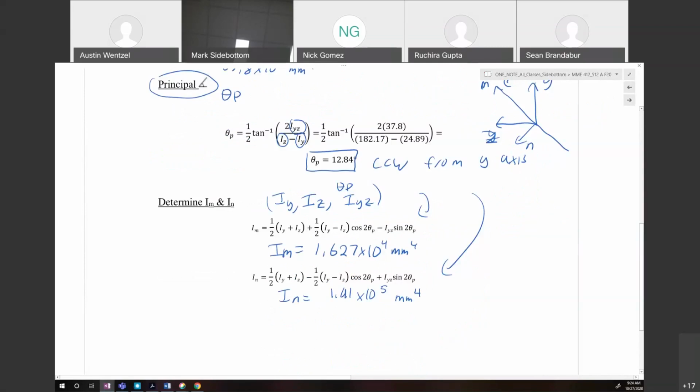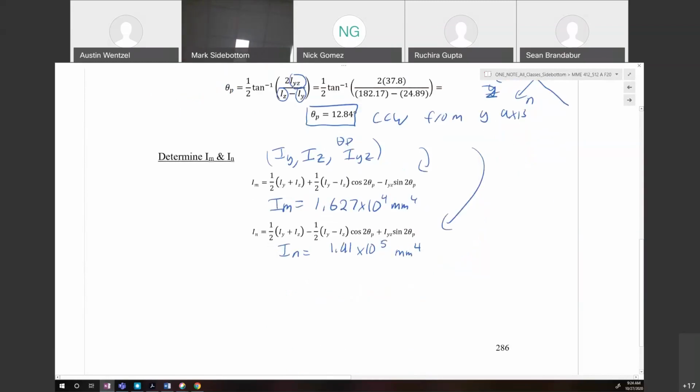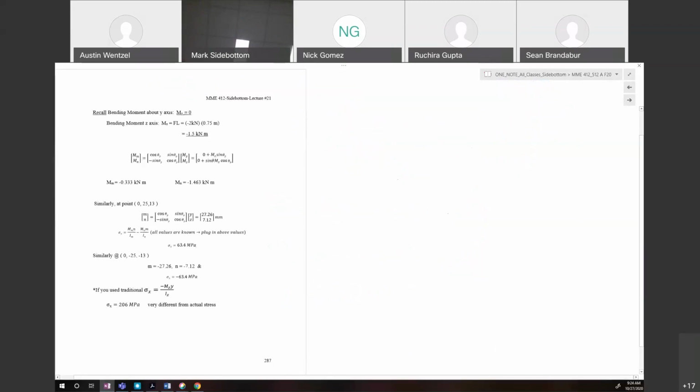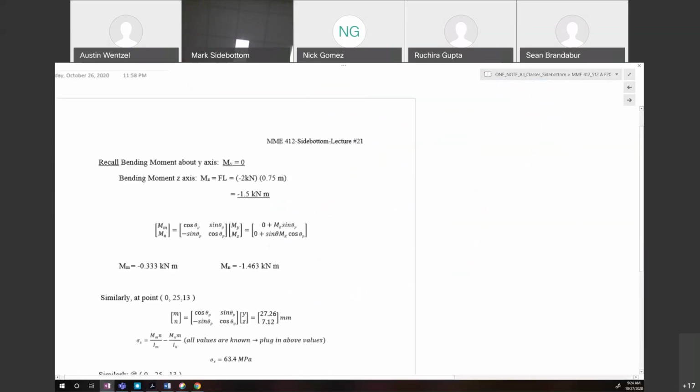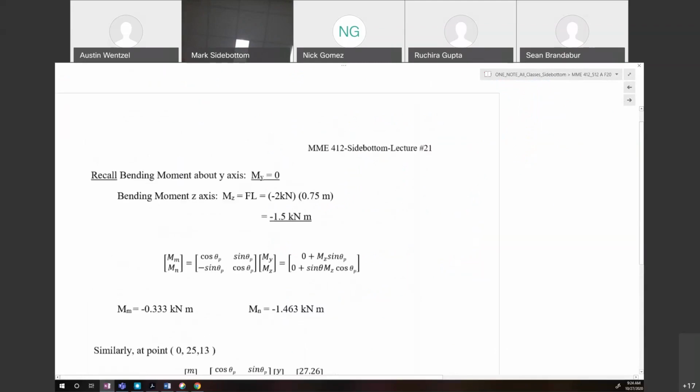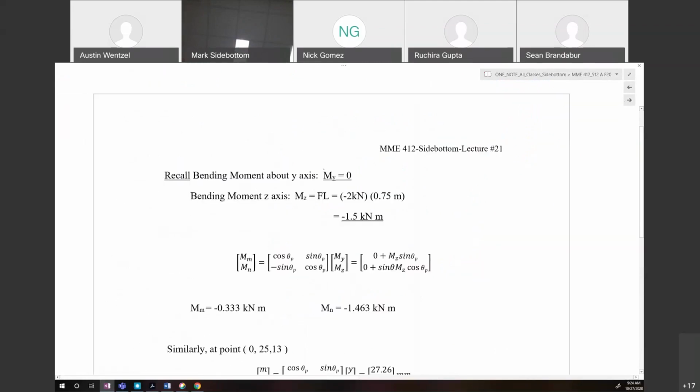So the last thing that we need to solve for is our bending moments about the M and the N axis. So if we go to the next page, from the original problem statement, these were our loads. We were told that there was no force about the z-axis, so the bending moment about the y-axis would be 0. And the moment about the z-axis we were able to calculate as minus 1.5 kilonewton meters.